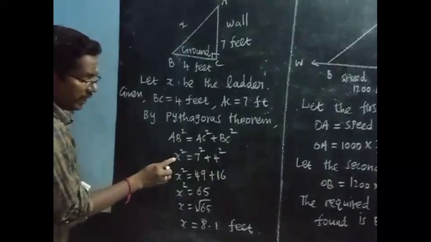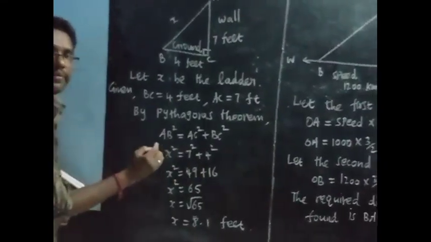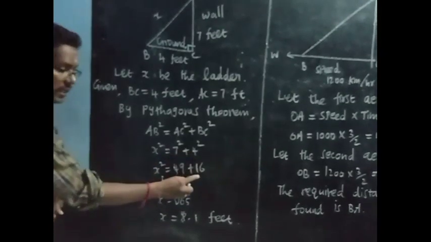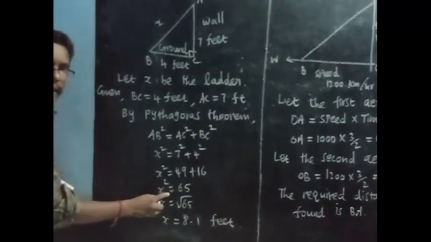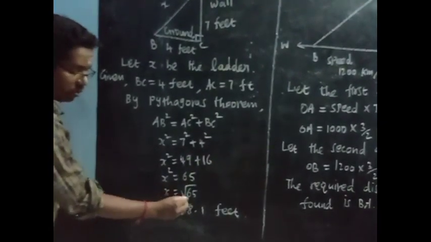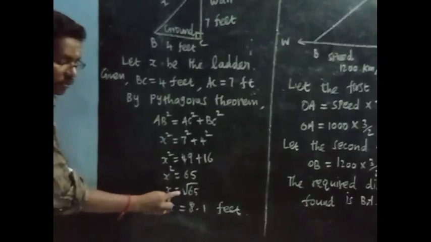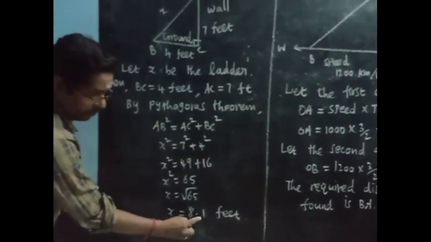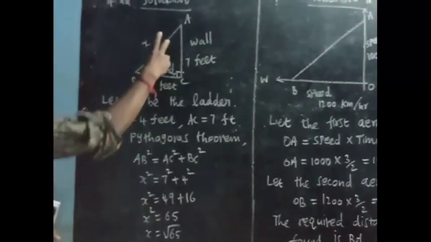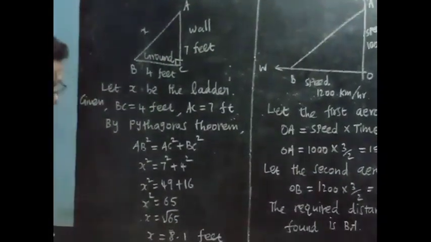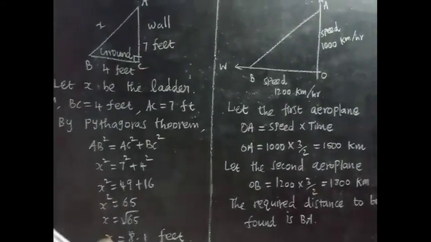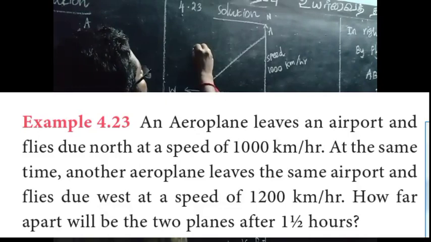X square equals 7 square, which is 49, plus 4 square, which is 16. Therefore X square equals 49 plus 16, that equals 65. X equals root of 65. The answer is X equals 8.1 feet, which is the length of the ladder AB. Can you understand? Next, example 4.23.